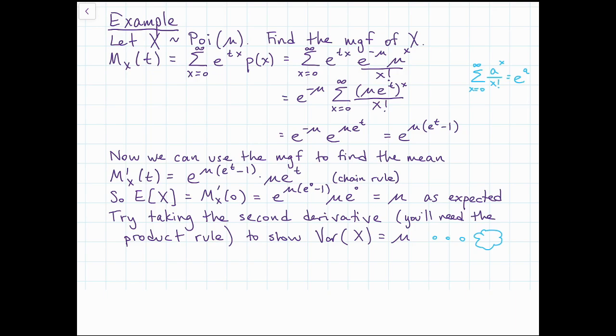And you can also try it for other distributions. You could try it for the binomial. It gives us a pretty nice result there. The geometric's pretty nice. You could even try it for some of the continuous distributions that we've talked about. The exponential has a nice closed form for the moment generating function. So for all of these, you can try finding the moment generating function and then using it to find the mean or variance of various other distributions.